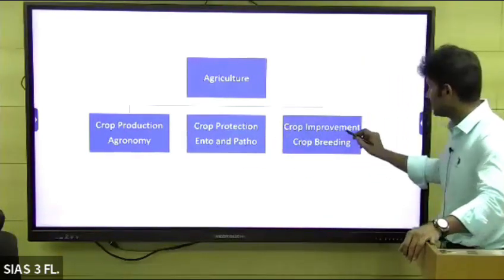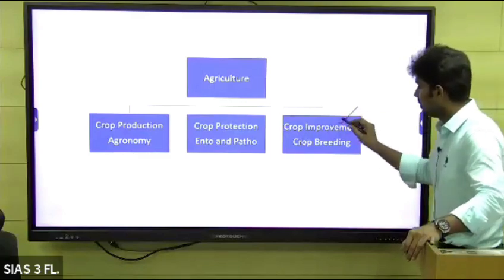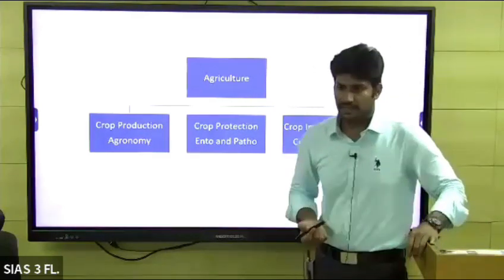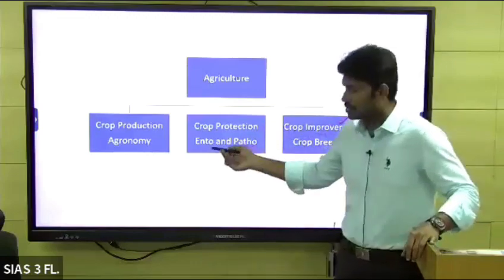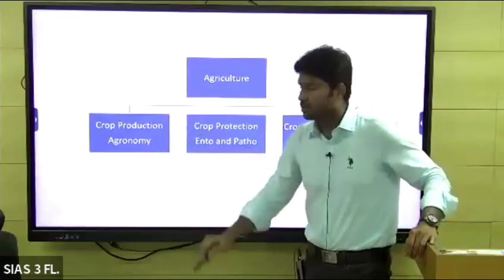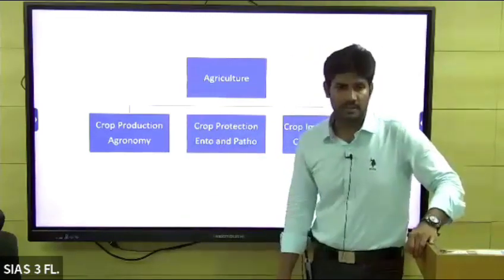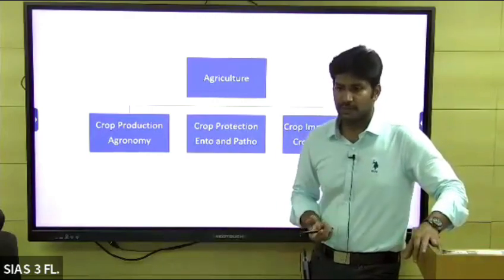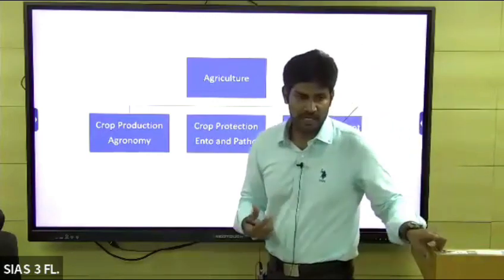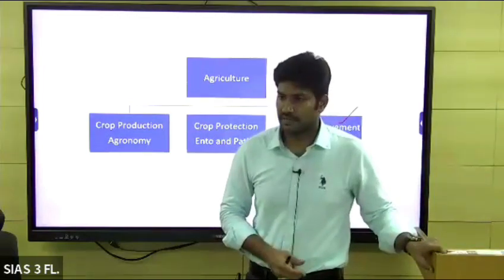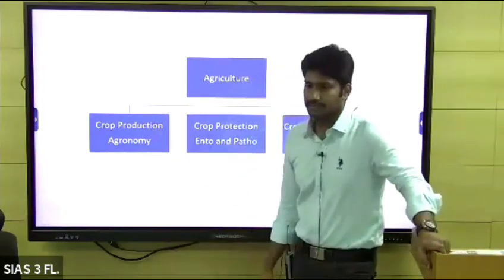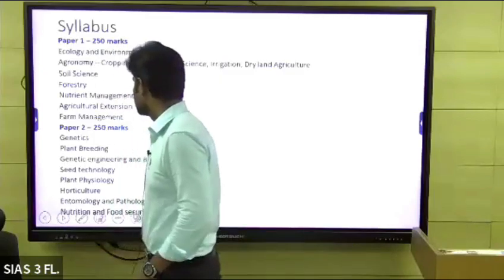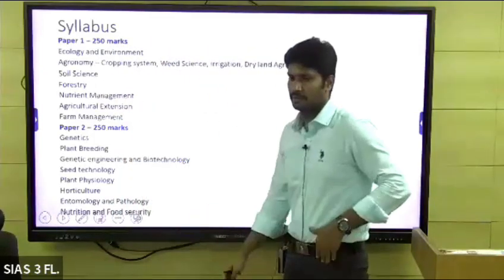Under crop improvement, we will study the genetics area: genetics, plant breeding, seed technology. Crop protection covers entomology and pathology. And crop production is the agronomy area: growing of the crop plants, better weed management, irrigation management, nutrient management, soil conservation, everything comes under the crop production area. So this is the full syllabus in paper 1 and paper 2.